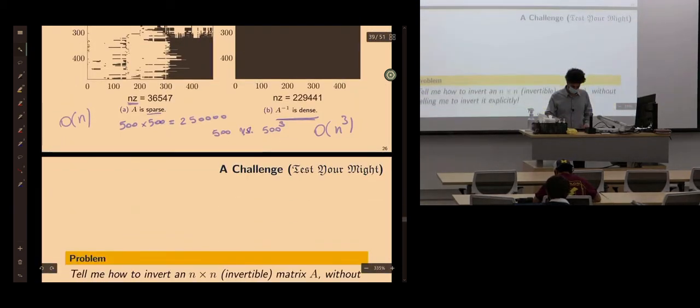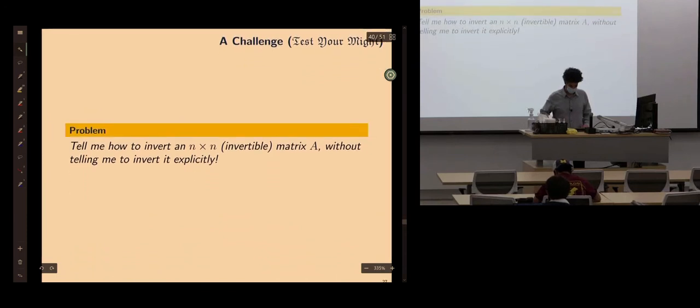All right, so here is a challenge for you. Can you invert a matrix without inverting it? Explicitly, don't invert it.